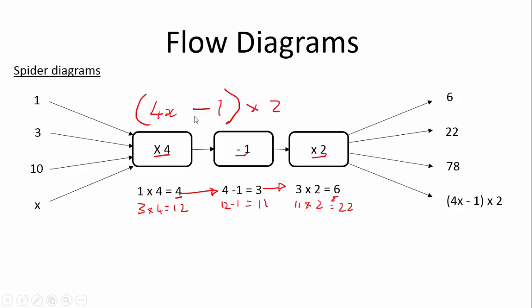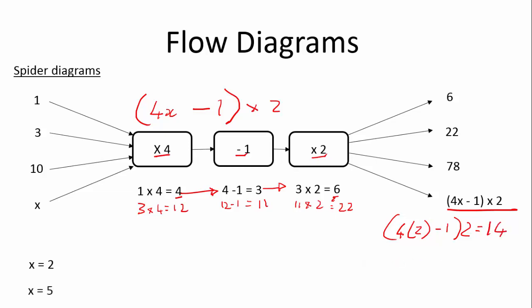Okay, so we had the 4x minus 1 multiplied by 2, and that gives us our answer. Right, so what about x is equal to 2? So we'd go 4 times 2 minus 1, times it by 2, or in the brackets times it by 2. What is 4 times 2? It is 8, minus 1 is 7, 7 times 2 is 14.